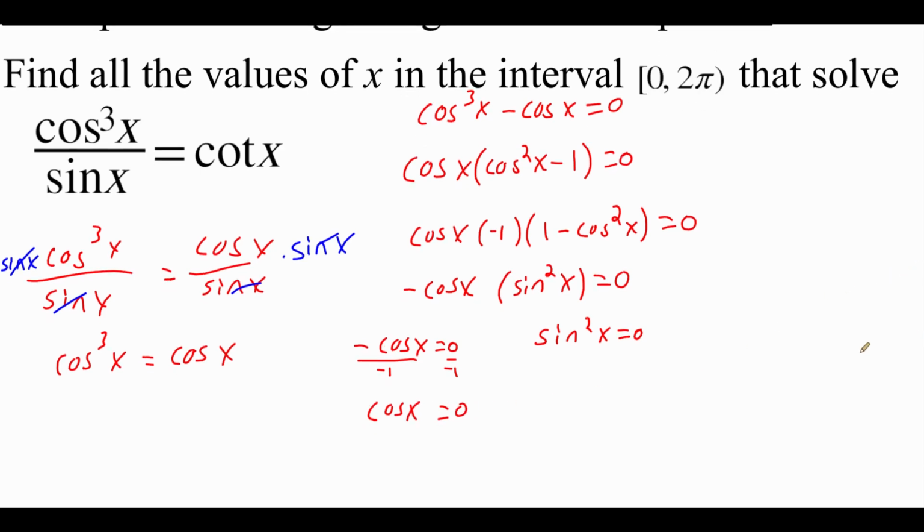But now I want to get my x alone. So in order to get rid of this cosine on here, what I'm going to have to do is the inverse cosine. So x is going to equal the inverse cosine of 0.